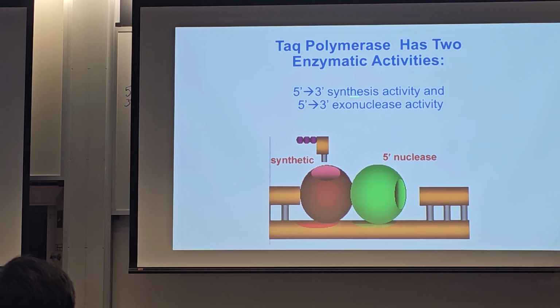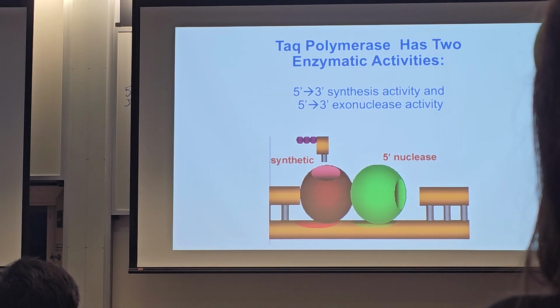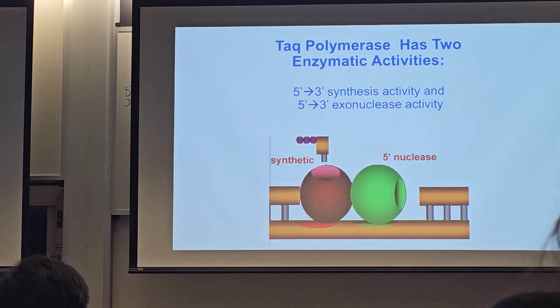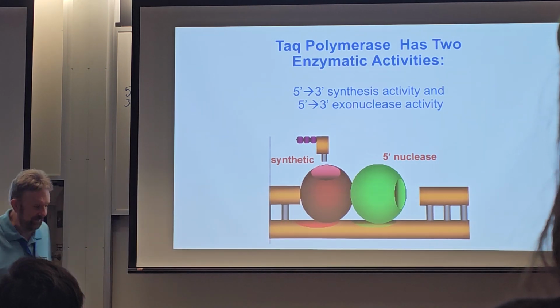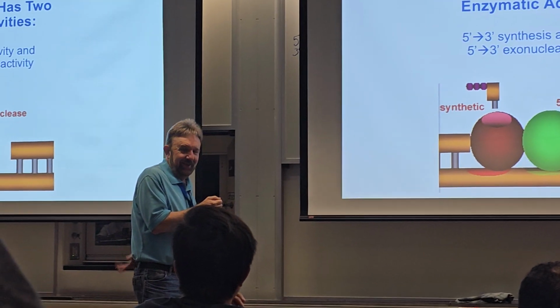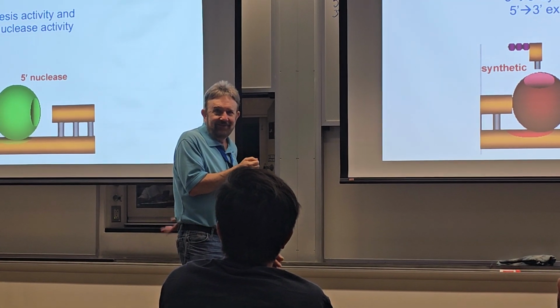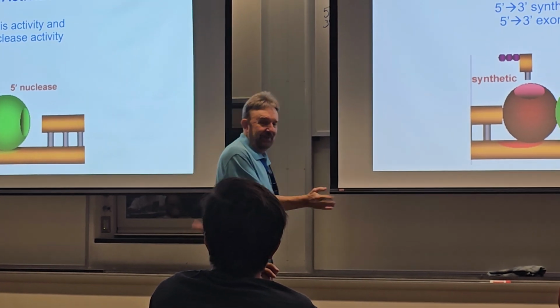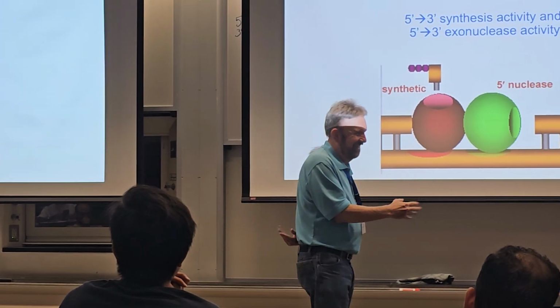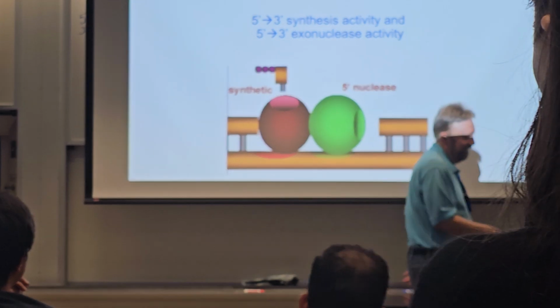Okay? So, Taq polymerase has both 5' to 3' synthesis activity and a 5' to 3' exo activity. The staff always likes me to do my little dance for this. So, the idea is that if I'm Taq polymerase, I have my 5' to 3' synthesis activity back here, so I can add nucleotides back here. Meanwhile, I can be cutting off nucleotides going in this direction, right?